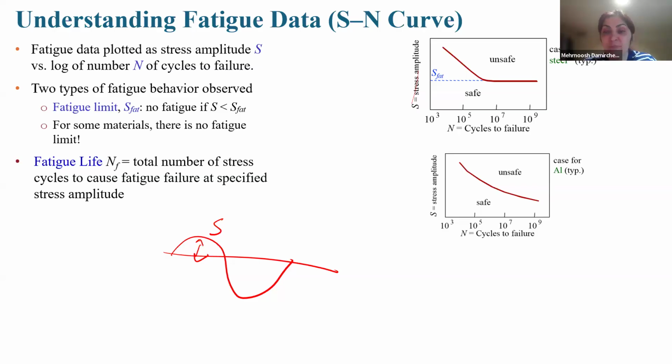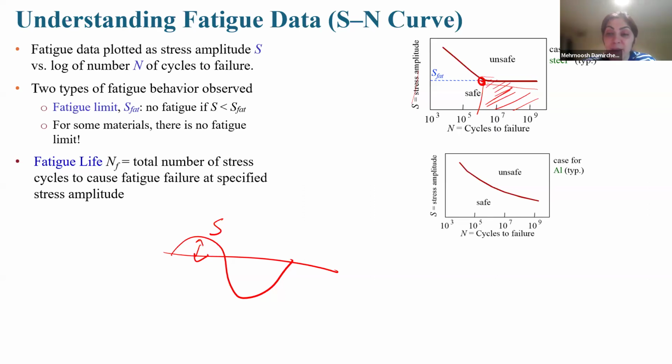We have two types of fatigue behavior. Fatigue limit, or S_FAT, means the graph reaches a horizontal, so there is no failure if S is less than S_FAT. Why? Because here is the safe region. If S is less than this amount, we cannot expect how much life it should have.